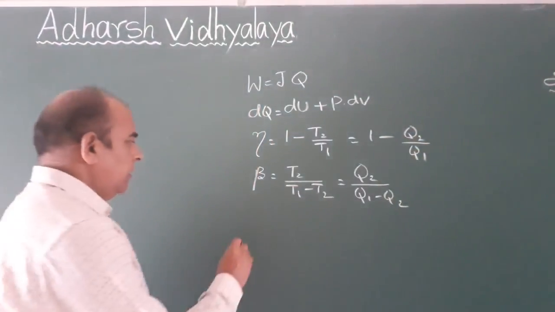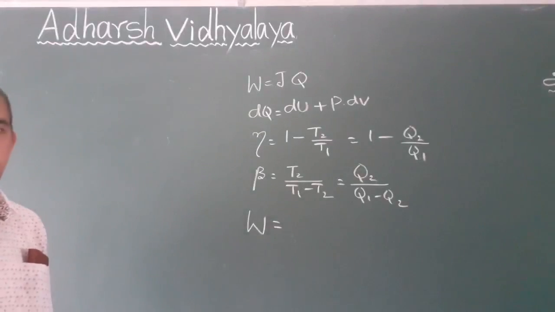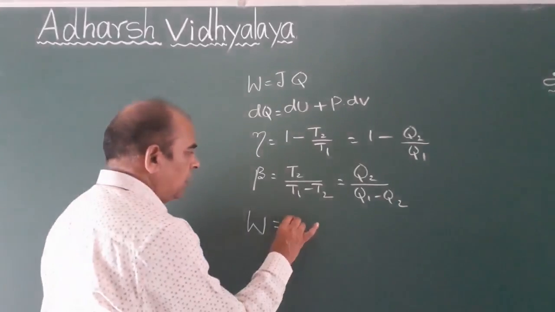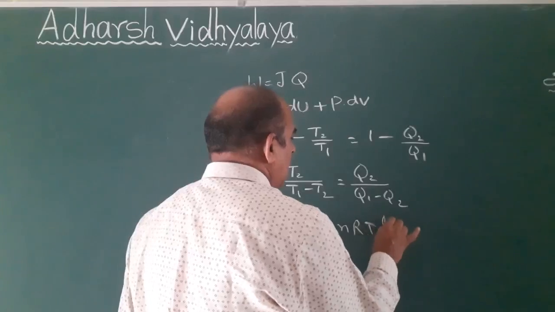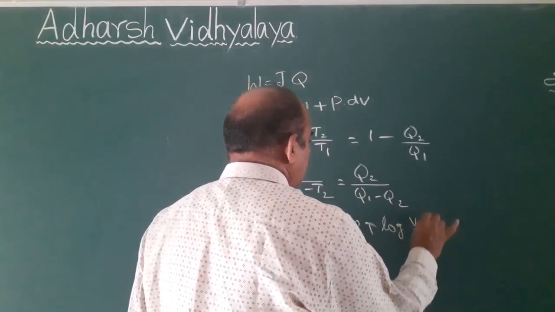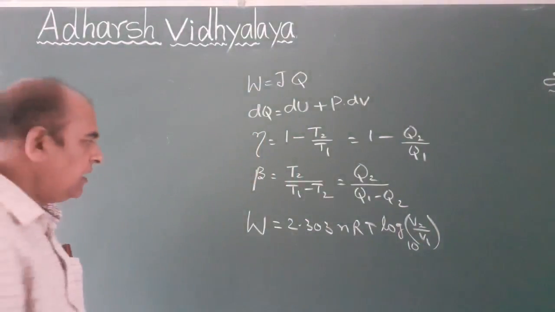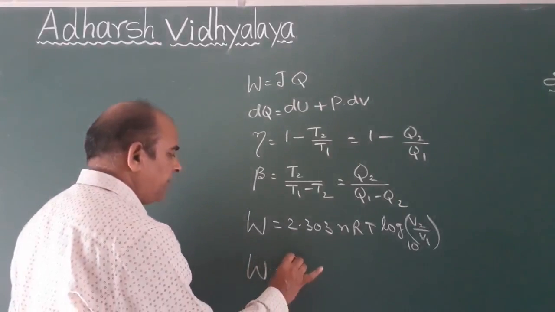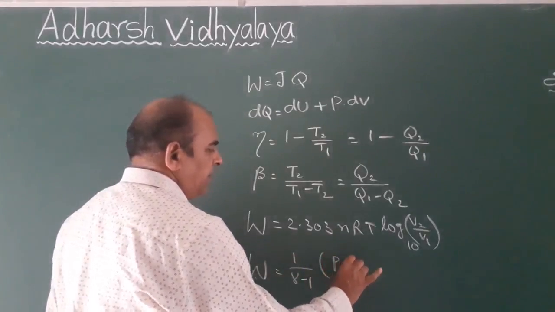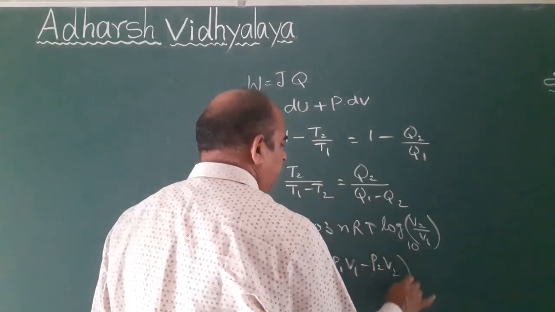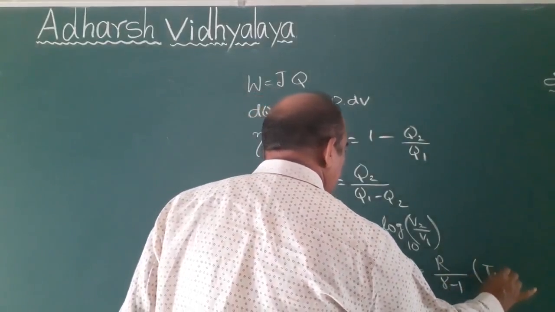Next, work done in an isothermal process is 2.303 nRT log V2 by V1 base 10. The work done in adiabatic process is 1 by gamma minus 1 into P1 V1 minus P2 V2, or R by gamma minus 1 into T1 minus T2.